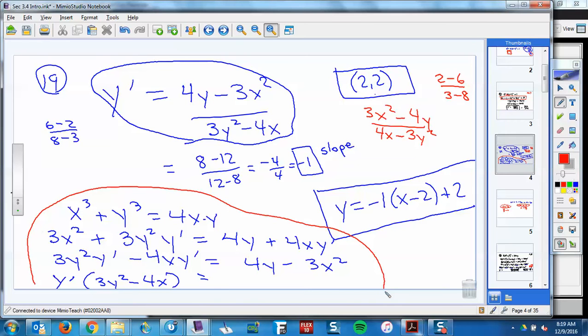So in the gateway test, I'll know that, and I'll look at your work, and I'll be able to see it. Then you plug in a 2 and a 2 for x and y, you get -1 slope, so that's all you have to do, right? On the gateway test, we'll stop here. But for the equation of the line, plug in the point, keep your slope, boom, there's your tangent line, that's all you do.